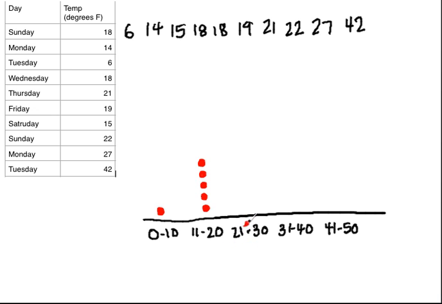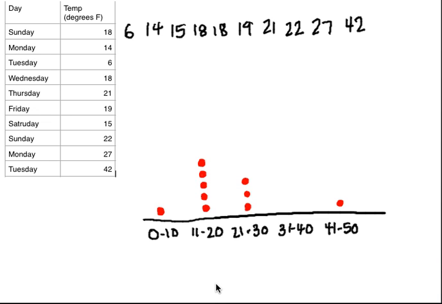The next set is going to be from 21 to 30 degrees, and I have 1, 2, 3 days where the temperature was there. So 1, 2, 3 dots. I have none between 31 and 40 degrees, and between 41 and 50 degrees I had one day. Okay, so this just kind of shows you a visual representation of how many times a certain range of data showed up in my numbers that I had. So it shows me how many days I was within each temperature range.